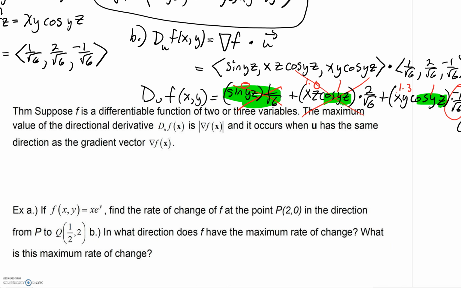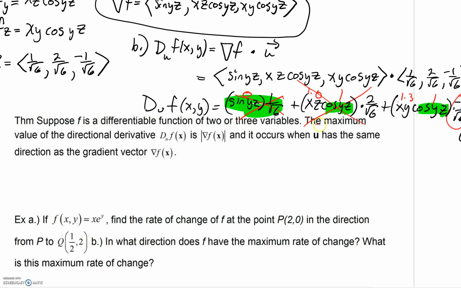Let's just take a look at this theorem right here. Suppose f is a differentiable function of 2 or 3 variables. The maximum value of the directional derivative, you could say, what's the biggest a directional derivative can ever get to? Answer, surprising maybe at first, it's the length of the gradient vector. The length of the gradient vector. And it occurs when u is the same direction as the gradient vector. That can sound so funny to kids, and you might be thinking, is that right? Is that really true?